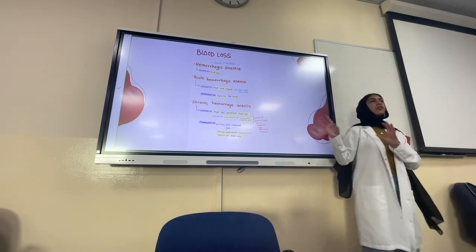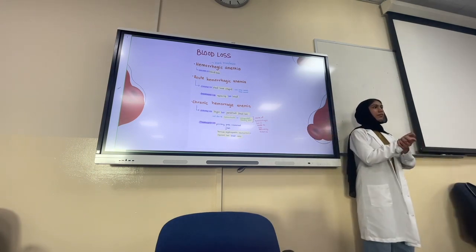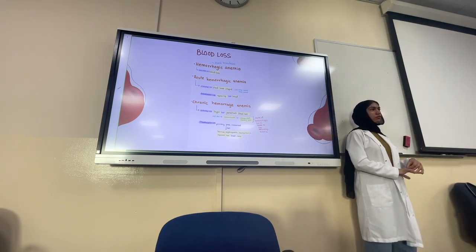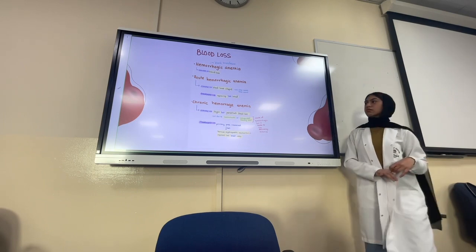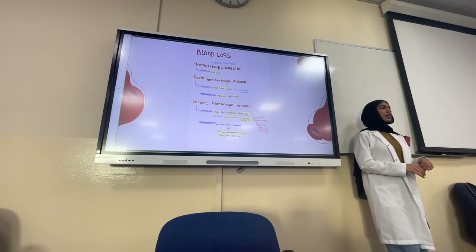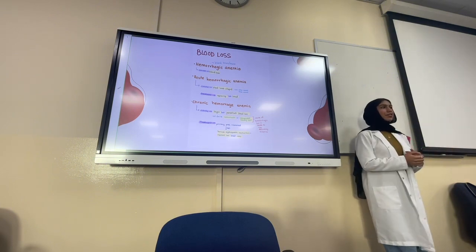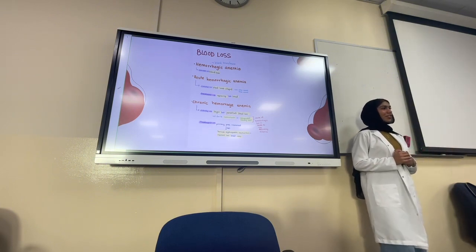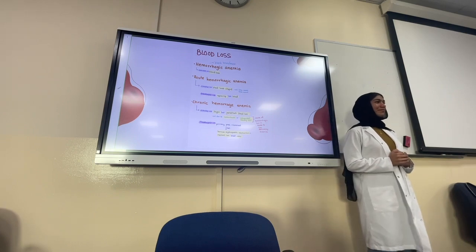Okay, so far, so clear? Can thrombocytopenia also be a cause for chronic hemorrhagic anemia? Thrombocytopenia, yeah, I think it could be. But again, it's a clinical aspect, so I'm not 100% sure.